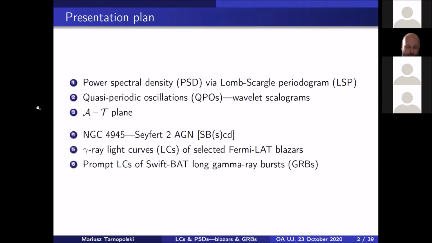So I will start by describing the Lomb-Scargle periodogram, followed by an overview of wavelets, and next define the AT plane. As an example of a QPO search, I will discuss the case of a Seyfert 2 barred galaxy observed in X-rays. I will then present some of our results concerning the Fermi-LAT gamma ray light curves of some blazars, and finish with the already mentioned preliminary results regarding prompt light curves of Swift gamma ray bursts.